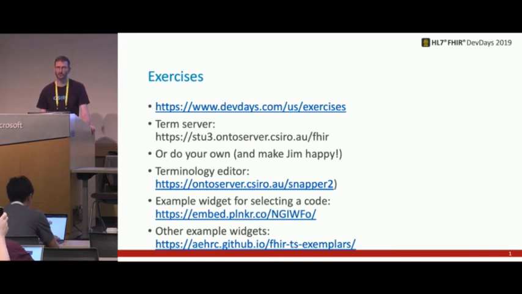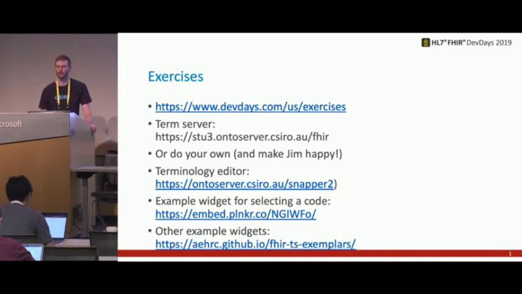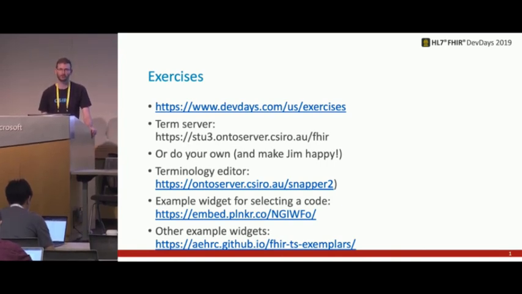If you're doing the authoring things, then there's a terminology editor called Snapper that we have up online that you're welcome to use. And using that, you can put a code system or a value set or a concept map, if you want to play with concept map, into the terminology server. That's the terminology server it points to by default. So if you don't change anything, that's where it'll put it. If you'd like to put it in your own terminology server, you're welcome to.